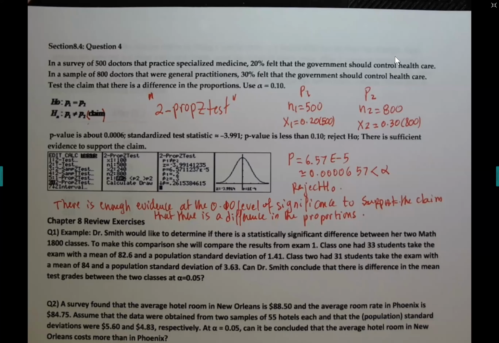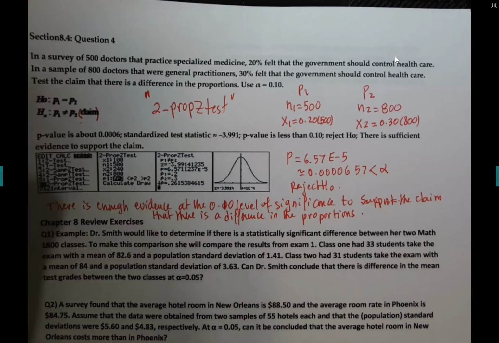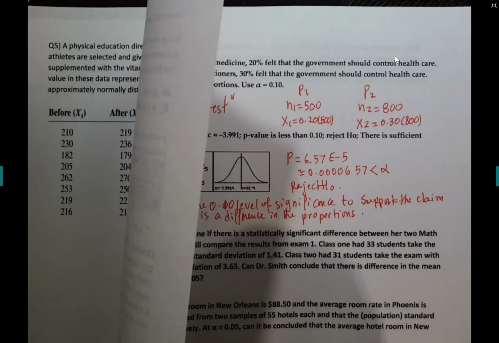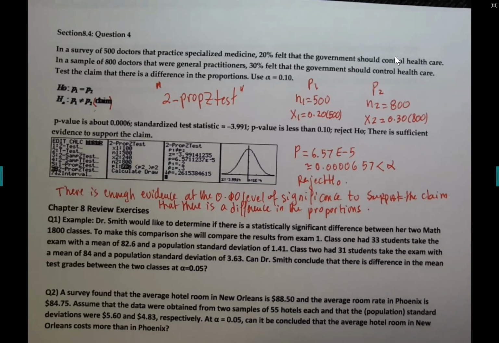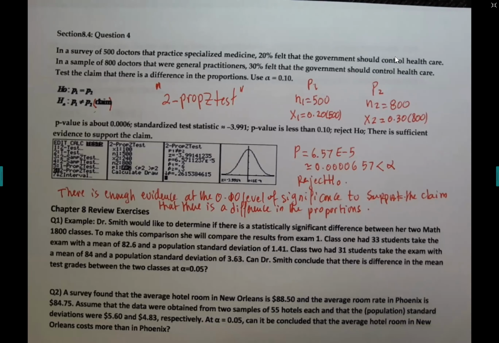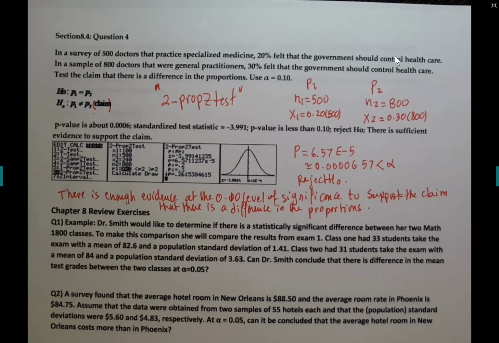So in section 8.3, we're going to test the difference between two means where the samples are dependent. That means there is a relationship between the two samples. Let me give you an example, guys.